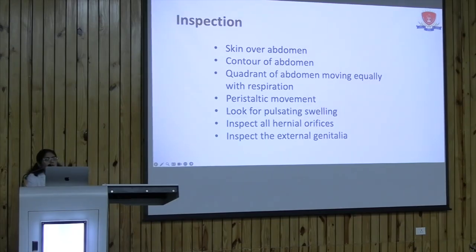In inspection, we will observe the skin over abdomen, look for redness, distension, scar from previous surgeries, or dilated veins. Note the contour of abdomen, see if abdomen is flat, rounded, scaphoid or distended. Check if the quadrants of abdomen are moving equally with respiration. In cholecystitis, the right upper quadrant may show reduced movement due to pain. Notice the peristaltic movement. Look for any pulsating swelling, particularly in epigastric region. Inspect all hernial orifices and external genitalia.